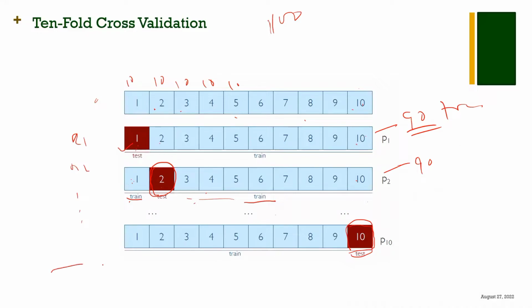So I'm going to add everything together. I'm going to find the average. You see, maybe here I'm getting 90% accuracy, 75, 79, up to the 10th one. Maybe here I'm getting 90% or 91%. Add everything together, divide by 10. That will give you the average performance for the 10-fold cross-validation. This is the second way to partition our data.